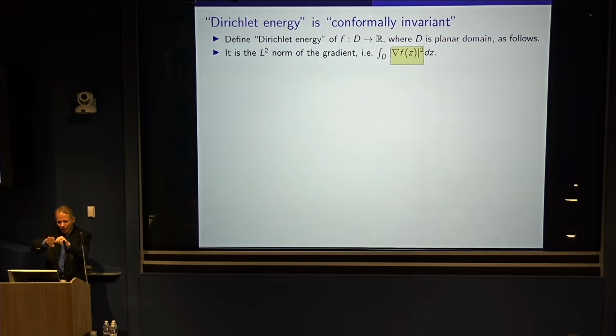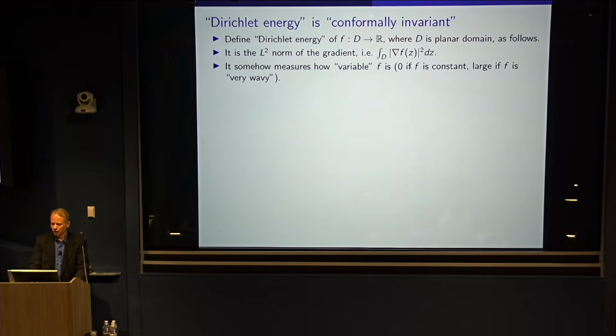At any point, the gradient is a measure of how steep the function is at that point. You take the square of the steepness, and you integrate that over the whole space, and that's a measure of how much this thing's fluctuating up and down. So if f is a constant function, the Dirichlet energy is 0. If f waves up and down a lot, the Dirichlet energy is very high.